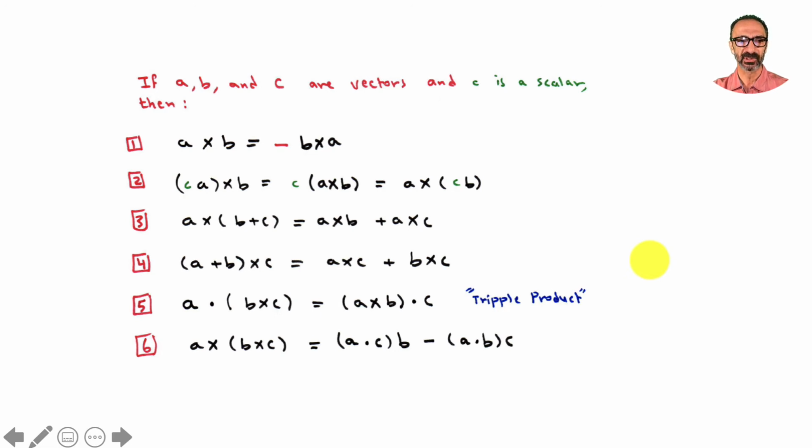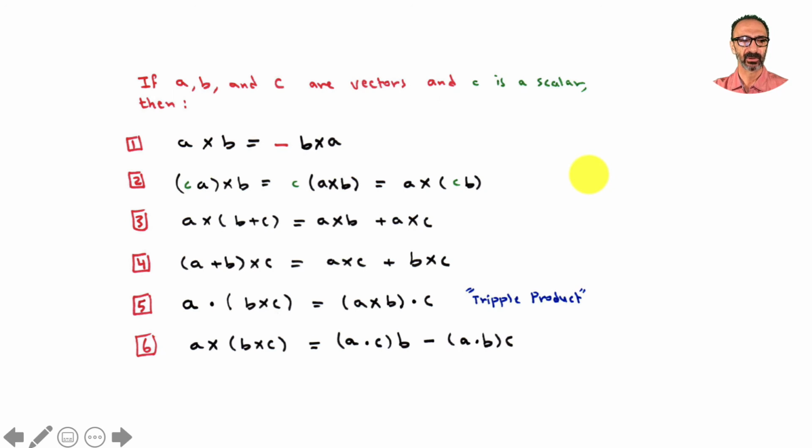Those are properties where C is a scalar. I use a different color to highlight the difference between this C and this C. This is a vector. This is a scalar. All right. A cross B is in the opposite direction of B cross A. We know this, right? Take some time and look at this, or pause the video if you want.